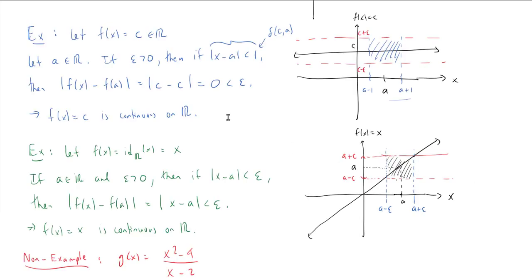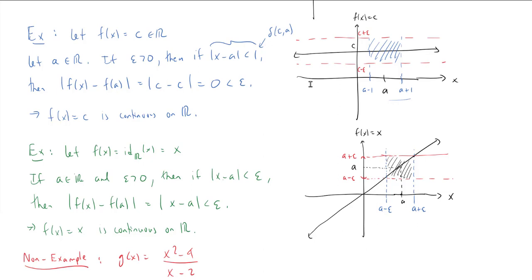Welcome back, everyone. In this video, we move on to another form of continuity called uniform continuity. To give you an idea of what we're going to be getting at, let's jump back to one of our previous videos where we introduced continuity. In that video, we proved that the constant function, f of x equals c, for any real number c, was continuous for all real numbers.